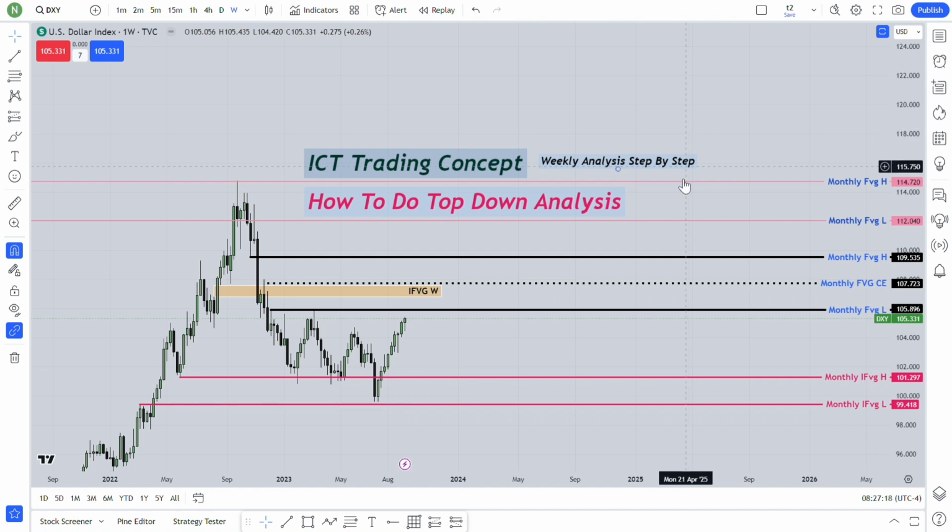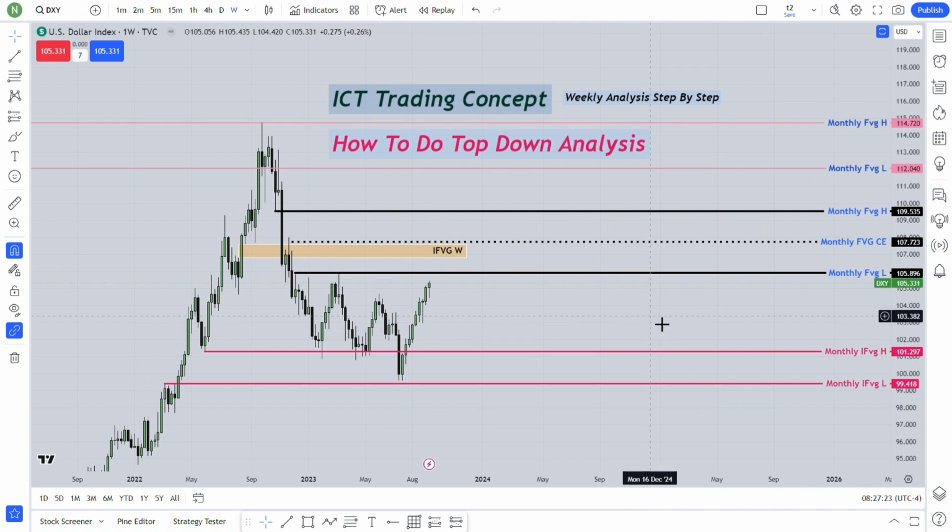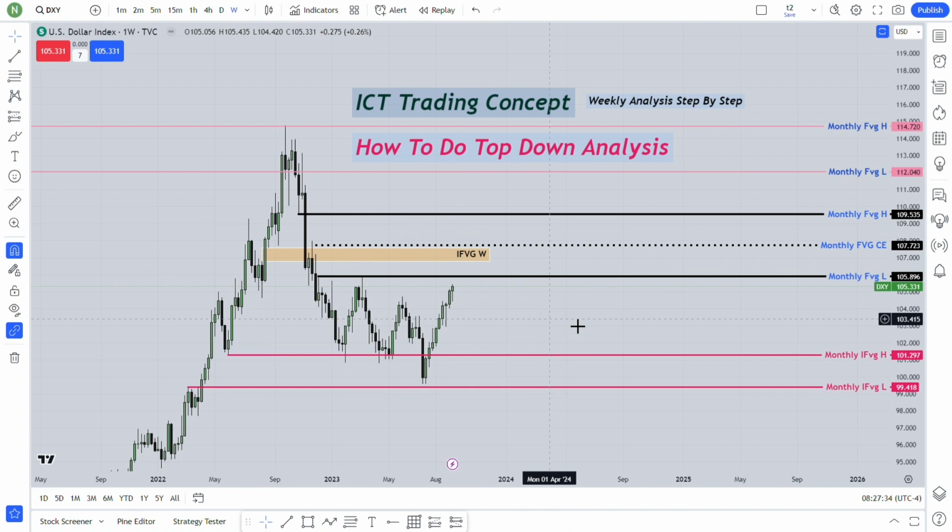Here is the dollar index chart, and every time you have to start the analysis from the dollar chart, because when the dollar goes higher, all the other markets will go opposite of the dollar. This is the weekly chart. This level is the monthly fair value gap low, and this is the monthly fair value gap high. This is the consequent encroachment, and this box is a fair value gap I marked from the weekly chart.